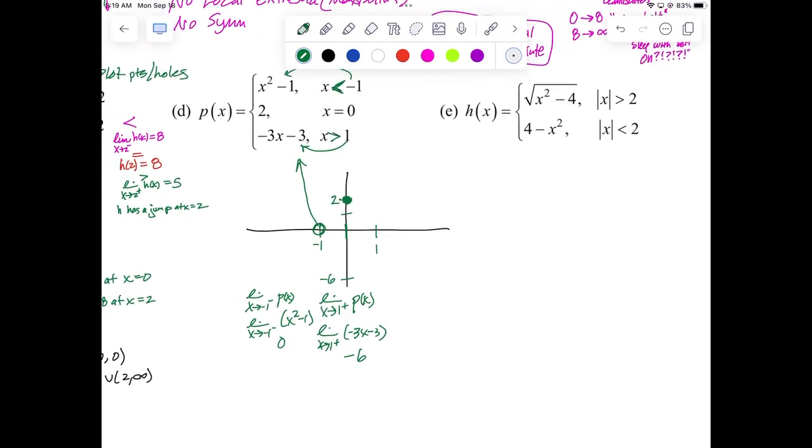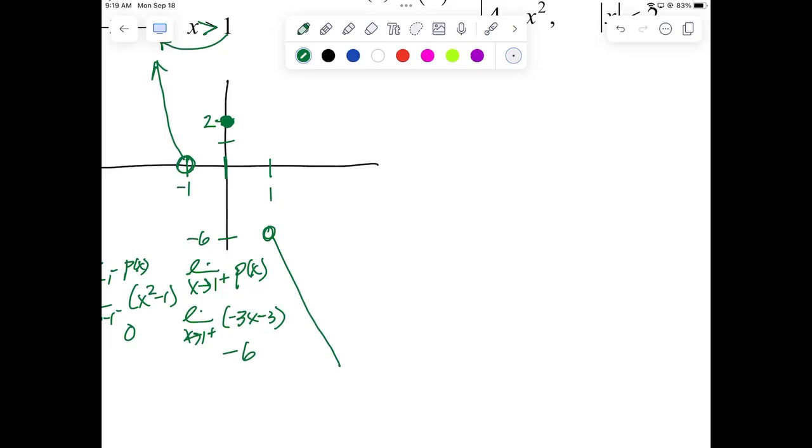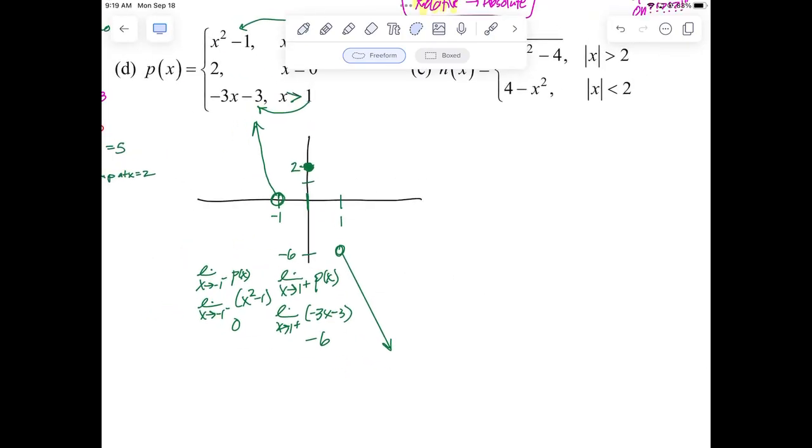Do I put a solid dot or an open circle? Open circle. And now the slope is what? Positive or negative? It's -3, so I leave here with the negative slope. That's all you have to show. There we go. And there's your graph. That's p of x. Isn't it pretty? P for pretty.